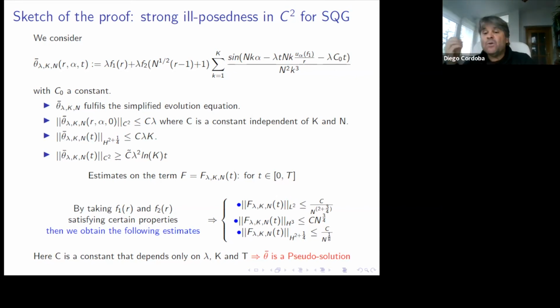And as you can see, we can make the L2 norm and the H^(2+1/4) norm as small as we want. And these constants C are independent of lambda, capital K, and capital T. So these solutions exist because they're C infinity for as long as we want. Once you fix the time, capital T, you can make this source term as small as you want.